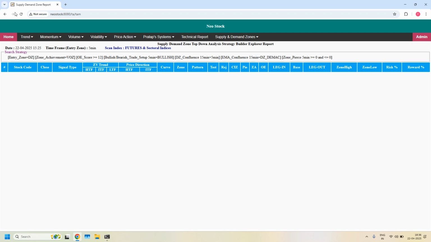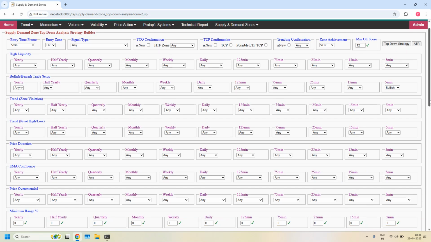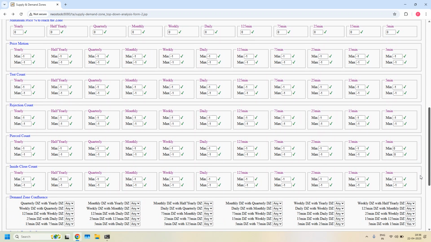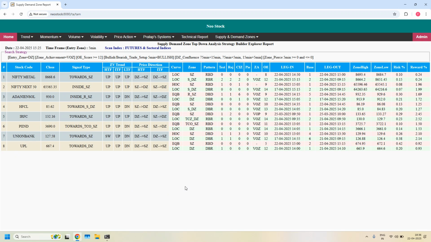Okay, fine. Next we will look into LTF, ITF, HTF demand zone confluence. Removing the 15 minutes EMA filter. Now in the demand zone confluence, we should set 3 filters. First filter is already enabled, that is 5 minutes with 15 minutes demand zone confluence. Next, 5 minutes demand zone with 75 minutes demand zone confluence. 15 minutes demand zone with 75 minutes demand zone confluence. With all the 3 filters, we got 8 stocks.